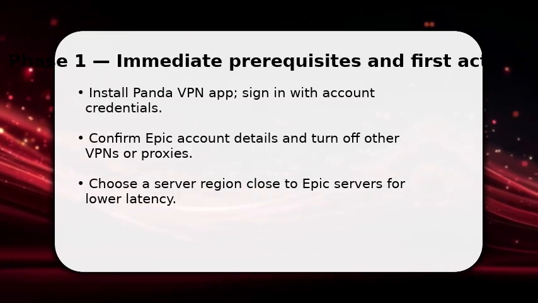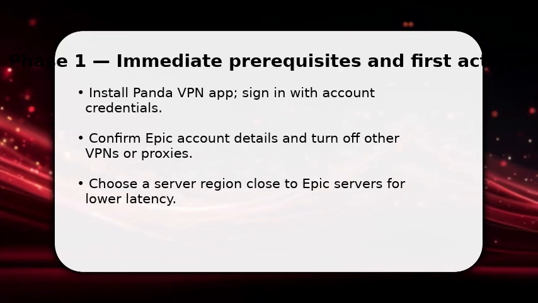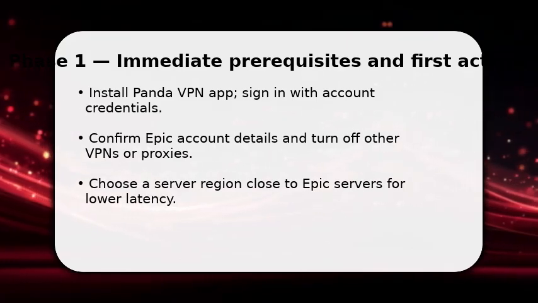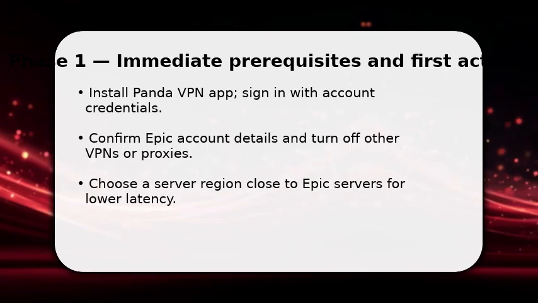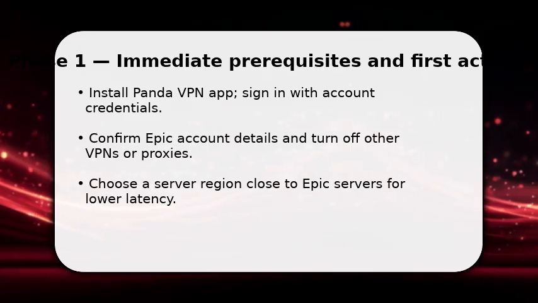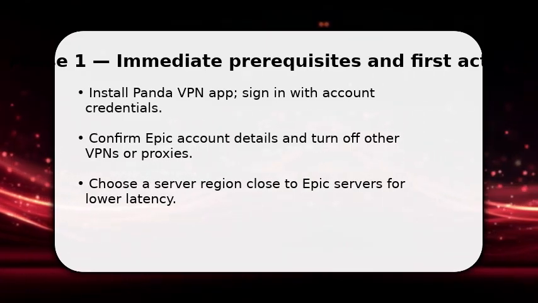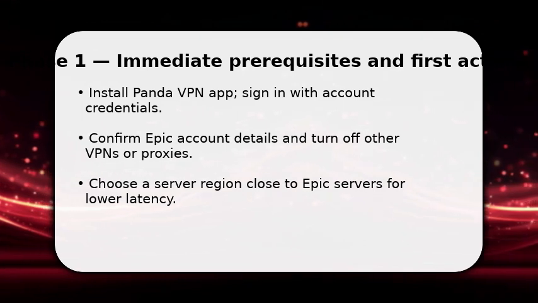Next, pick a nearby VPN server region to reduce ping and packet loss. This matters for downloads and matchmaking. You'll also verify your OS network adapter permissions, so Panda can create its virtual interface without interruption.